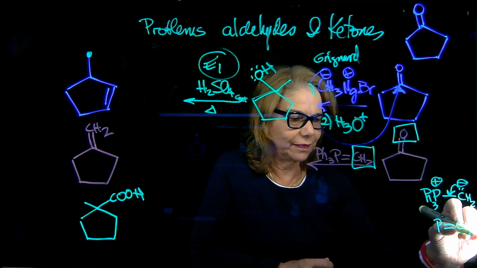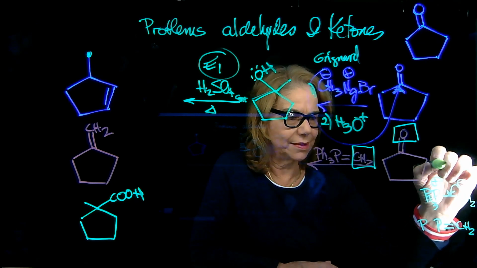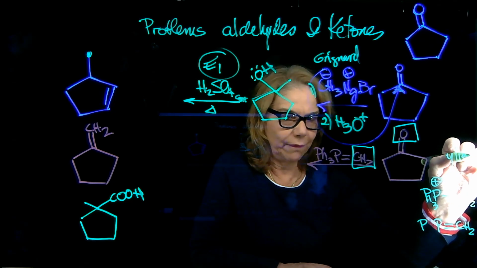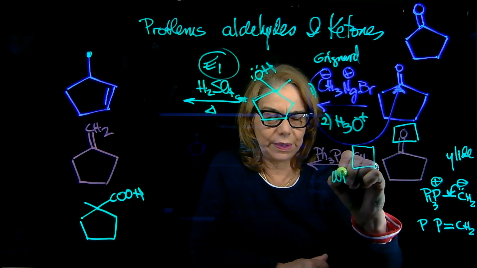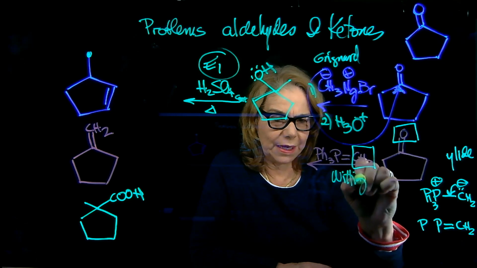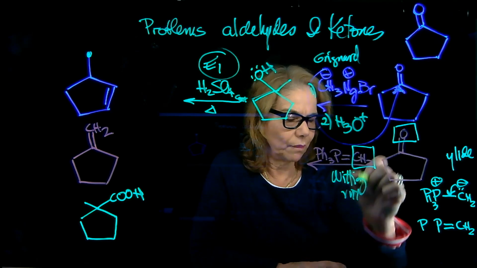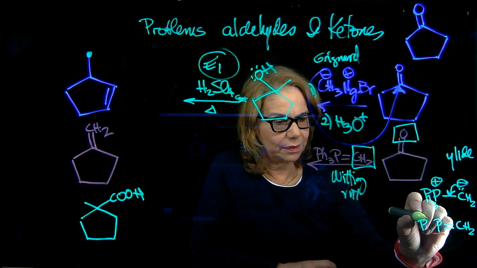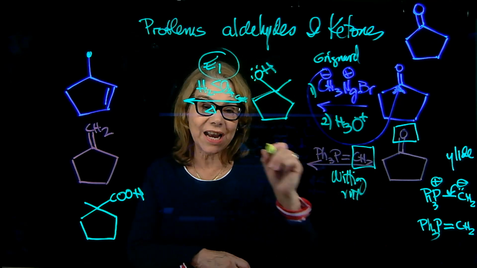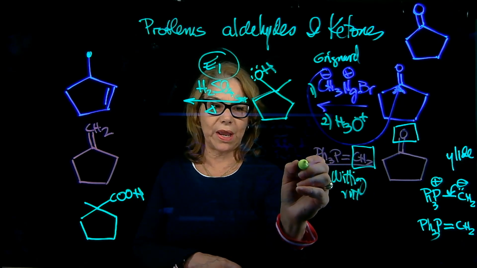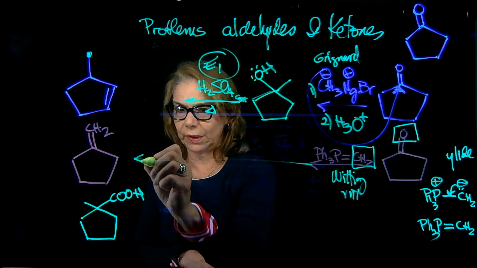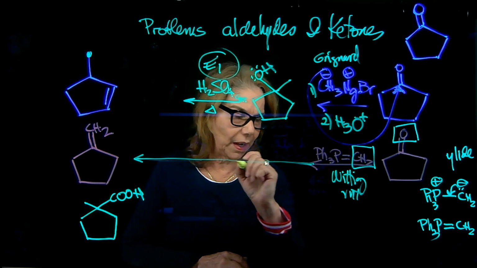So this is a fragment. This is your ylide in the Wittig. That's the Wittig reaction, what we're doing. But what I'm doing here is, how do we make the ylide? So straight here, this is what we're going to get from the Wittig. But how do we make the ylide?